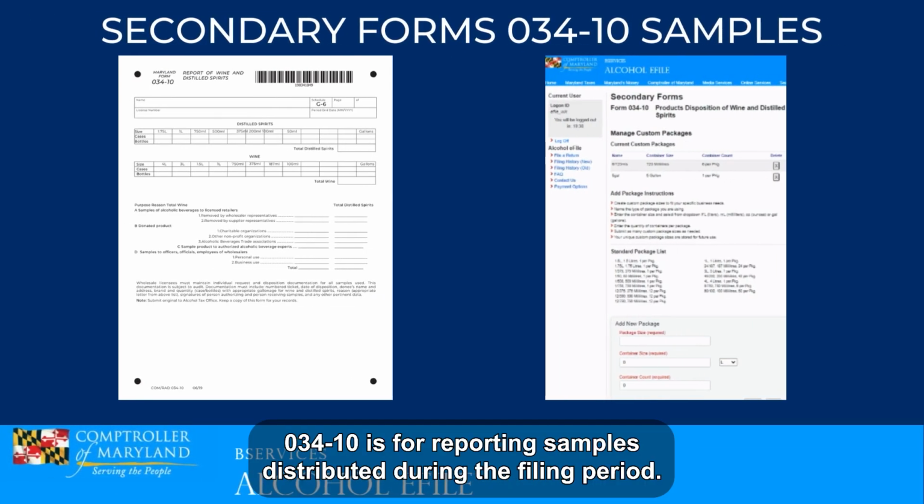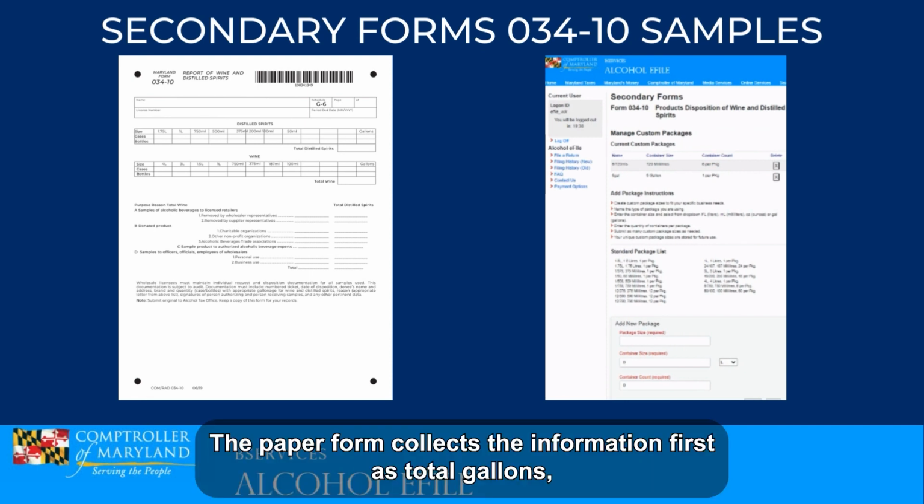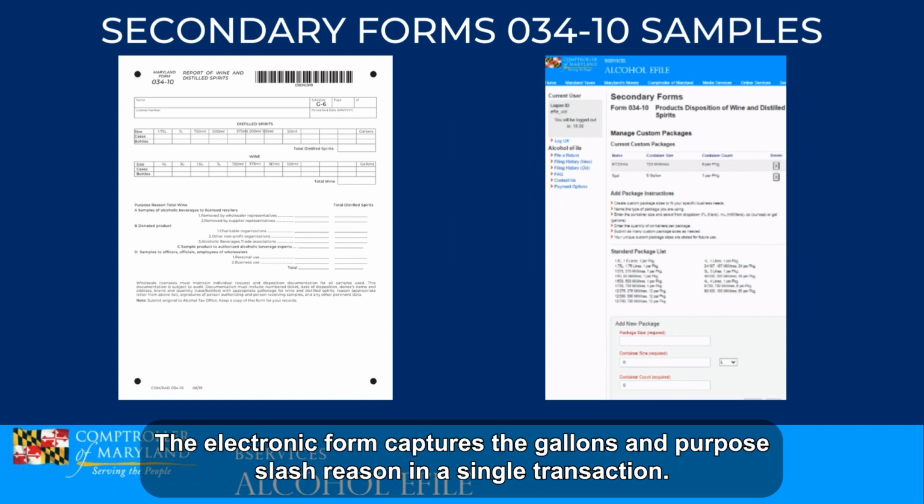The Form 034-10 is for reporting samples distributed during the filing period. The paper form collects the information first as total gallons, then restates the gallons by category of sample disposition. The electronic form captures the gallons and purpose/reason in a single transaction.